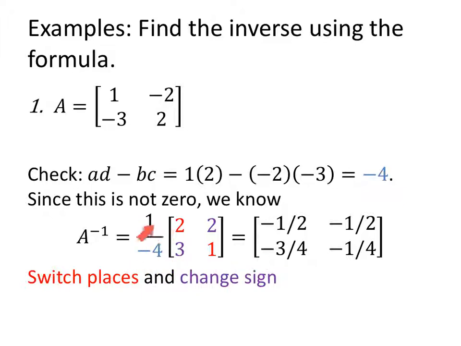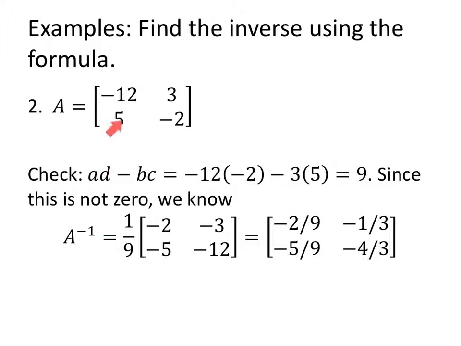So that'll be a 1 over negative 4 times 2. That's a negative 2/4 or negative 1/2. Same over here. Negative 3/4 and the negative 1/4. Wow, my brain just got stuck there for a minute. It happens. We'll go with it.